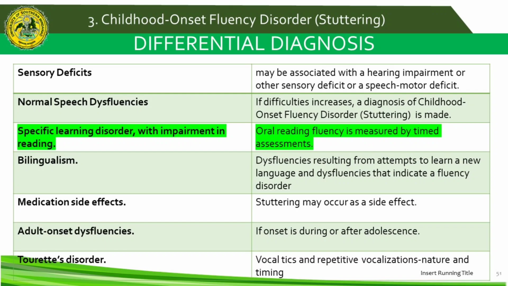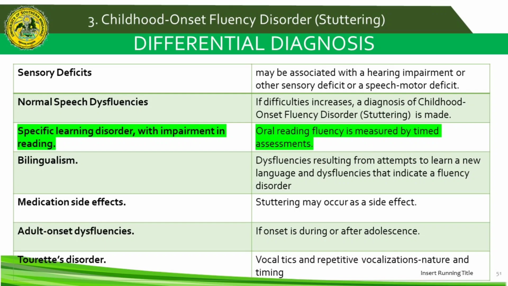For the normal speech disfluencies, the disorder must be distinguished from normal disfluencies that occur frequently in young children, which include whole word or phrase repetition, incomplete phrases, interjections, unfilled pauses, and parenthetical remarks. If these difficulties increase in frequency or complexity as the child grows older, a diagnosis of childhood onset fluency disorder may be appropriate.